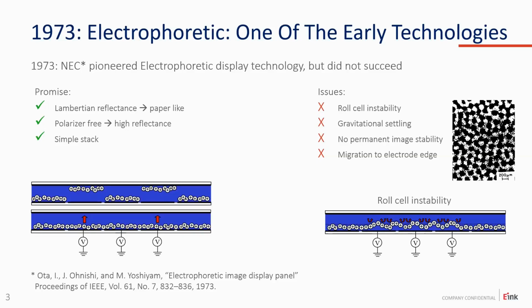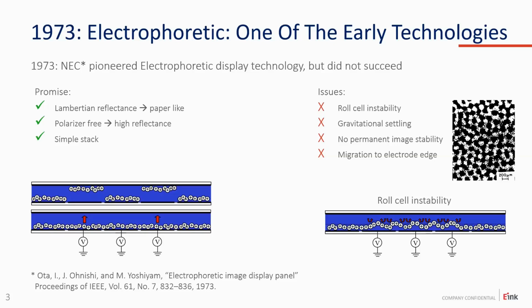Now, the issues were NEC could not get it to work at the time. There was roll-style instability. This has to do with the fact that particles really move in this system. With LCD, you just have rotation of molecules. Here, particles really move. And you get roll cells that are typically having dimensions proportional to the cell gap. And you see an example of that on the right-hand side, that black and white photograph showing the roll cell. Gravitational settling. If you put it vertically for a weekend and you come back, you see that the particles have moved down.